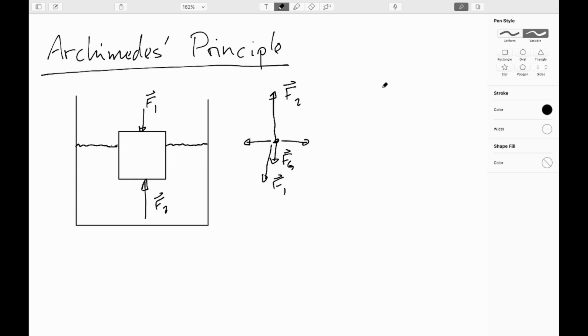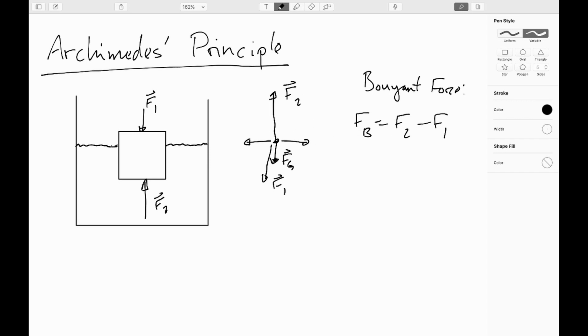Now, since this kind of pair happens so often, usually this will get rewritten as a shorthand. We define the buoyant force, as a scalar, to be F2 minus F1. After all, F2 pushes up, F1 pushes down. So the buoyant force will always point up, and it'll be equal to the difference of these forces.